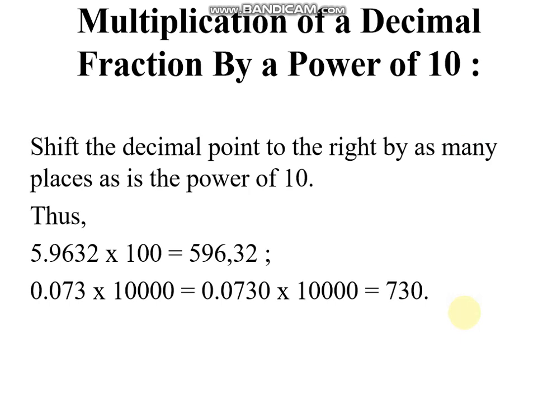Okay. The next, multiplication of a decimal fraction by a power of 10. Shift the decimal point to the right by as many places as in the power of 10. Okay. So here power of 10 is 2, 100 is 10 power 2. So just shift the decimal 2 places. Okay, 596.32. Okay, for the second example, 4 zeros are there, that means 10 power 4. So you just shift the decimal 4 digits, but here 3 digits only are there. So you annex one more 0 and simply remove the decimal.